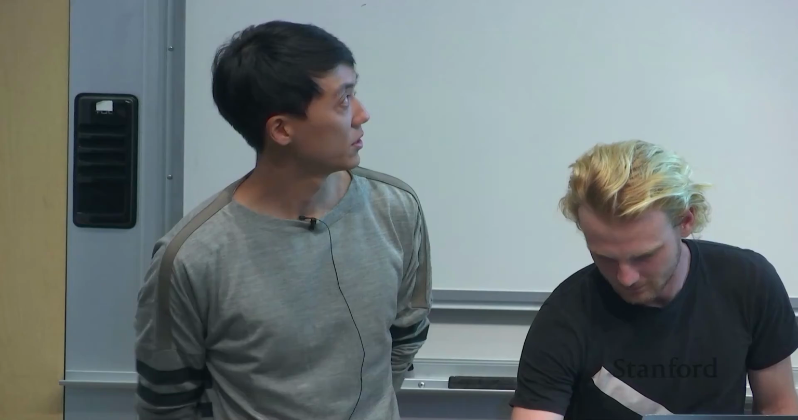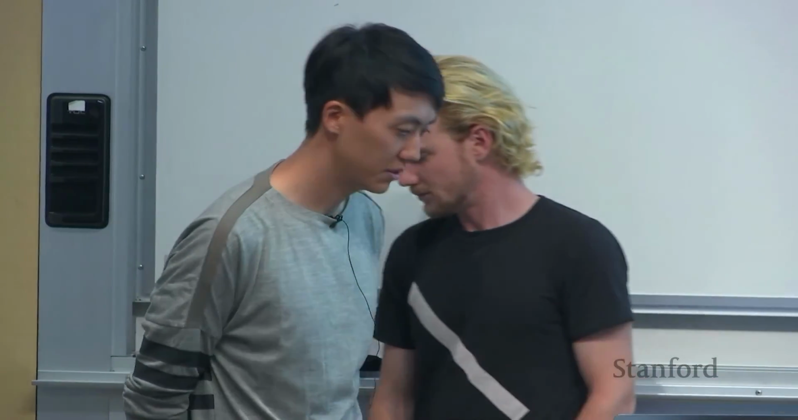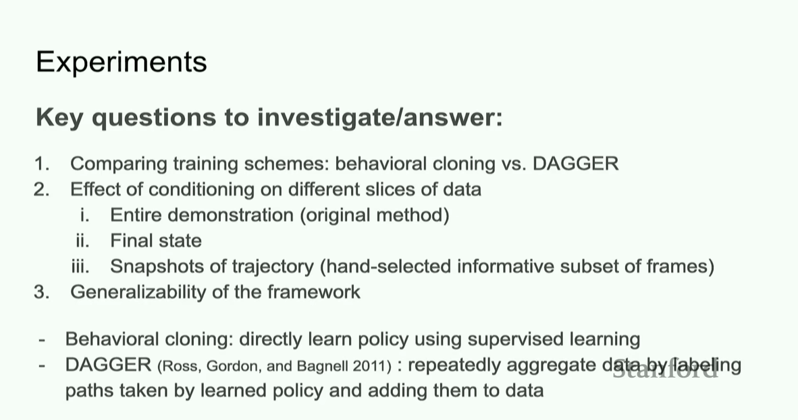Right. So the question then becomes, how does this model perform? The authors tried to devise experiments that could answer the following questions listed here. The first thing they wanted to answer was, what happens if they change the training scheme? The 2 training schemes that they tested were behavioral cloning and Dagger.